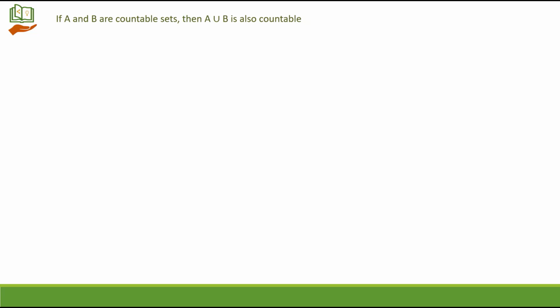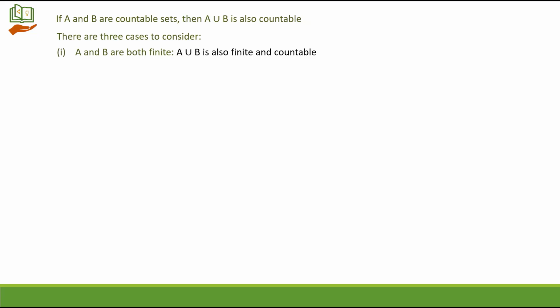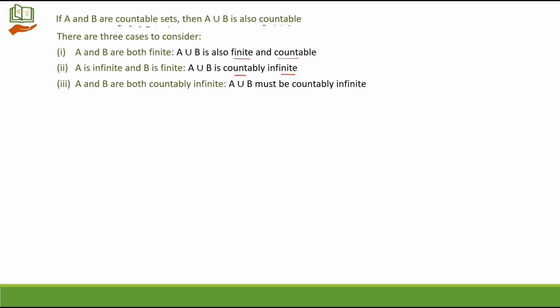If A and B are countable sets, then A union B is also countable. In this, we have three cases to consider. The first case is A and B are both finite. A union B is also finite and countable. If A is infinite and B is finite, then the union of A and B is countably infinite. What about the third case? A and B are both countably infinite. So the union will also be countably infinite.